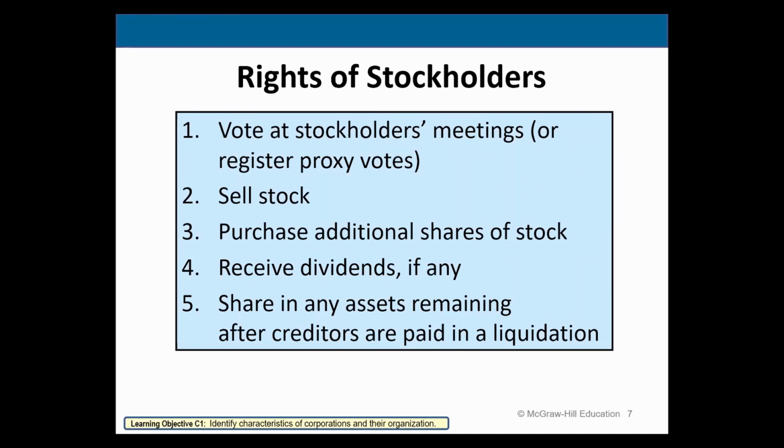So if they give a dividend, they would have to give the same amount in proportion for each share of common stock. They couldn't give one person more for their shares. So each share gets a certain amount of a dividend. Okay. Share in any assets remaining after creditors and preferred stockholders are paid when and if a corporation is liquidated. Each common share would receive the same amount.